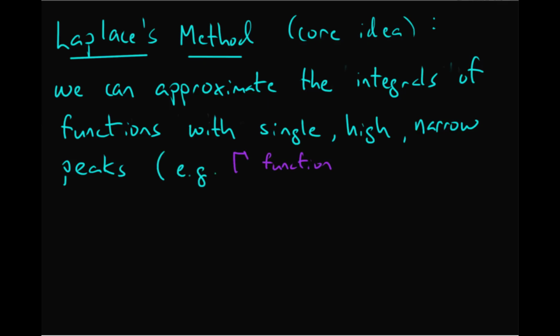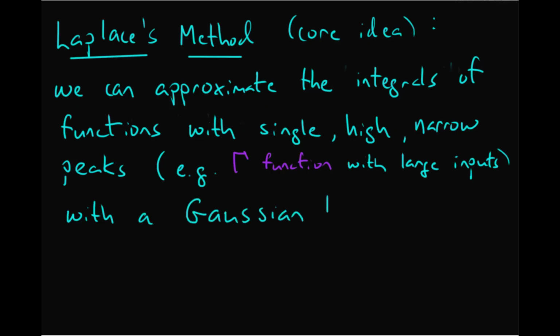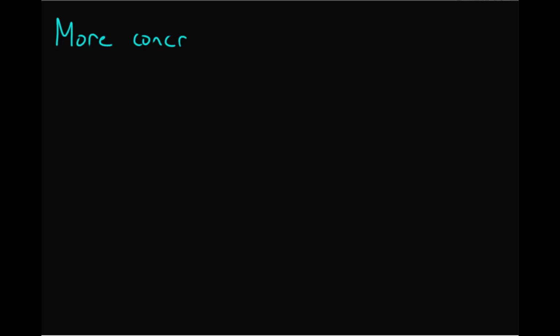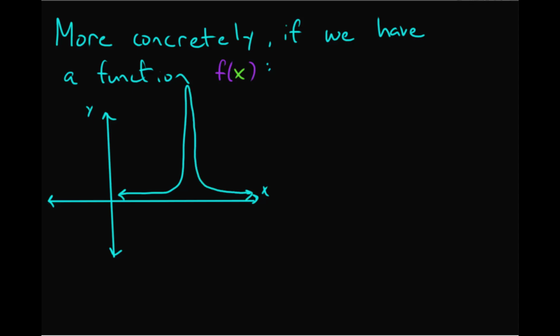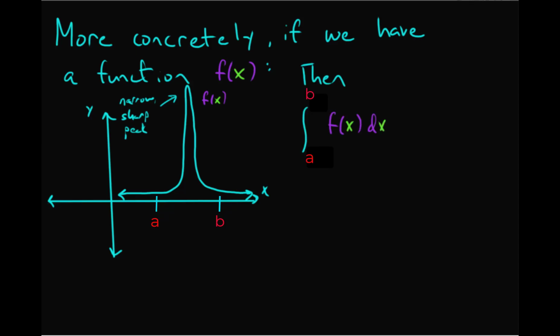And so the idea behind Laplace's method is to approximate narrow, sharply peaked functions' integrals by something that we understand very well, a narrowly peaked Gaussian function scaled up. So more concretely, if we have a function y equals f of x, which has a global maximum and a narrow, sharp peak at that maximum, then the integral from a to b of f of x dx, where the peak lies between a and b, is approximately equal to the integral from negative infinity to positive infinity of the function e to the a, where a is a positive constant, times g of x dx.